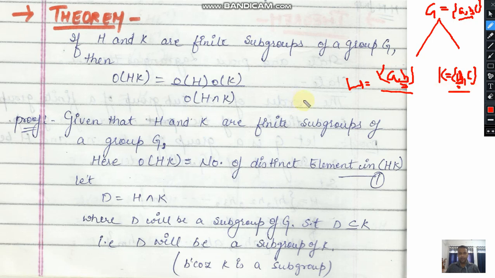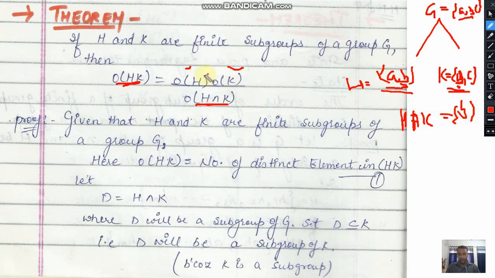So this is a group and these are two of its subgroups. Now in this problem it is stated that the order of HK, it means when you are multiplying these two subgroups H and K, will be equal to the order of H into the order of K upon the order of their intersection. Here the element which belongs to the intersection of H and K will be equal to B.